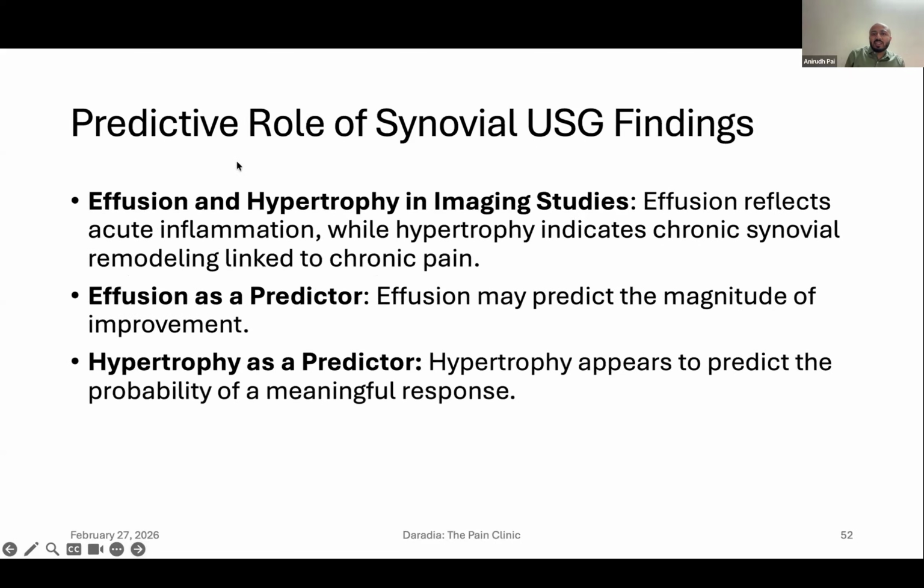So, predictive role of synovial ultrasound findings. Effusion imaging reflects acute inflammation, while hypertrophy indicates chronic synovial remodeling linked to chronic pain. Effusion may be seen as a predictor of magnitude of improvement, whereas hypertrophy basically will tell us the probability of a meaningful response.